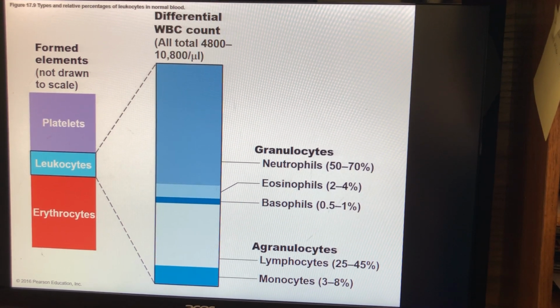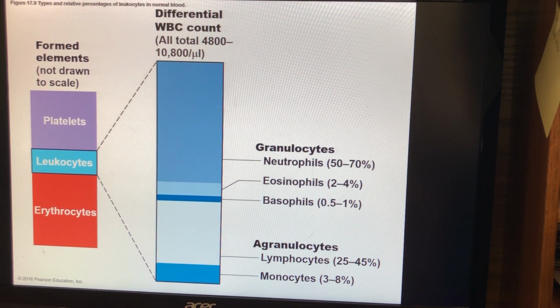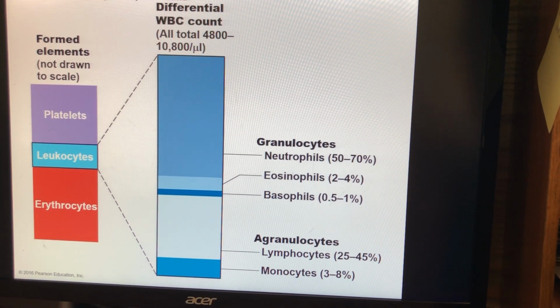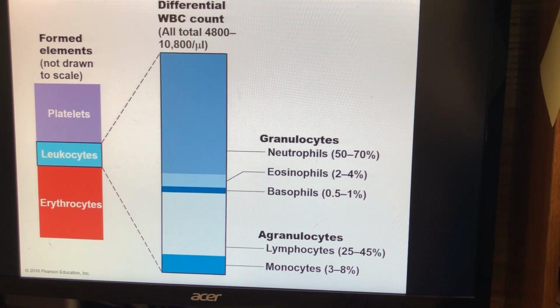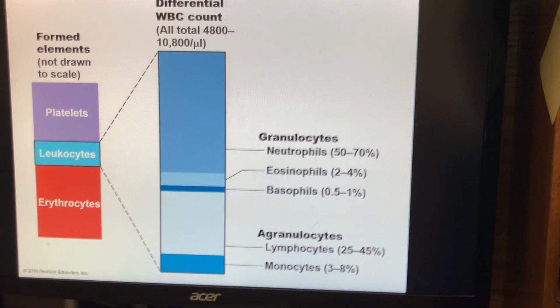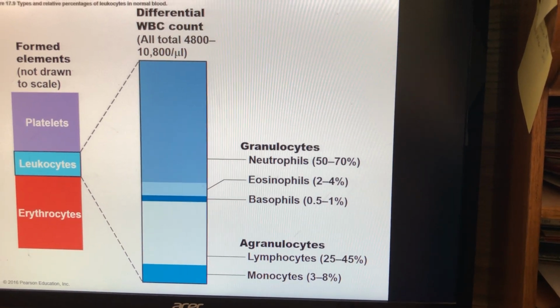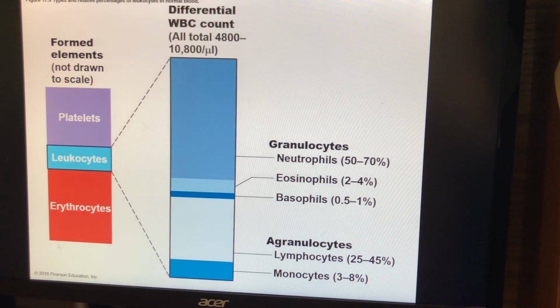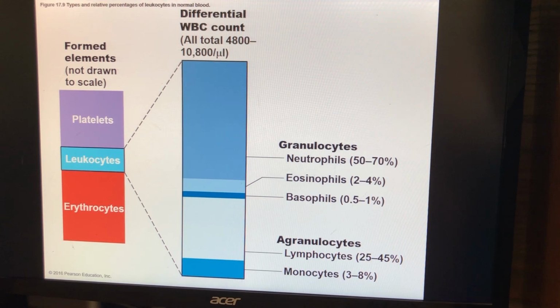Finishing up the rest of the 5 of them, eosinophils are going to be 2 to 4%, and then basophils are going to be 0.5 to 1%. So most of the time in any sample you are going to find neutrophils and then at least a couple lymphocytes, but occasionally you might find an eosinophil, a basophil, and a monocyte.